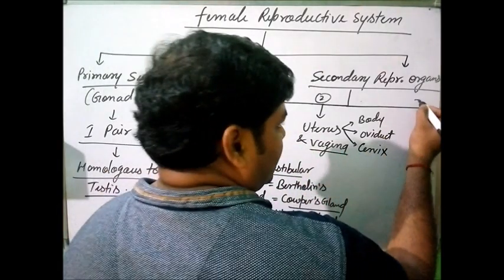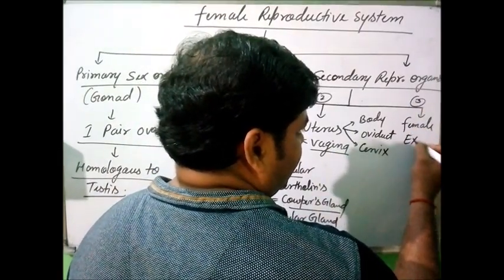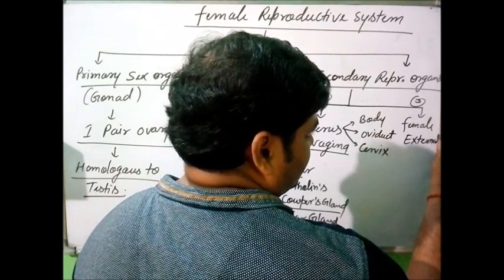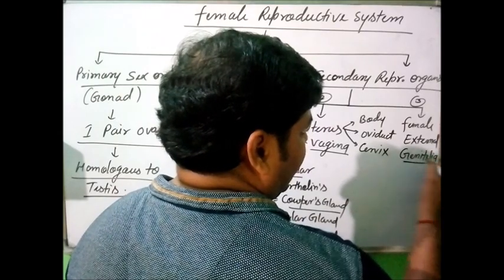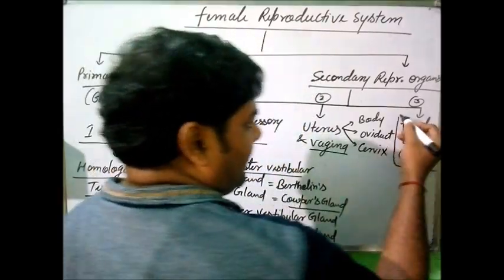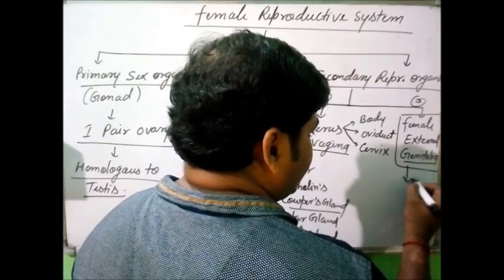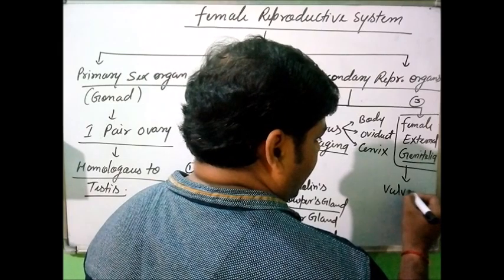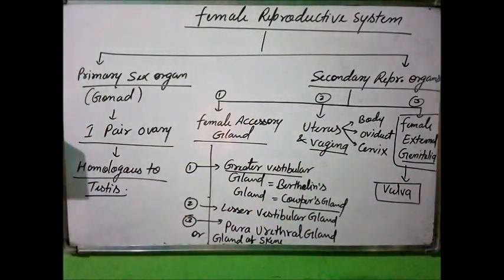Now the third part is female external genitalia. Okay, so female external genitalia means the external genital part of female, which is called as vulva. So vulva is female external genitalia, and this vulva is also having different parts and components. So let us see what different parts and components are present in vulva.